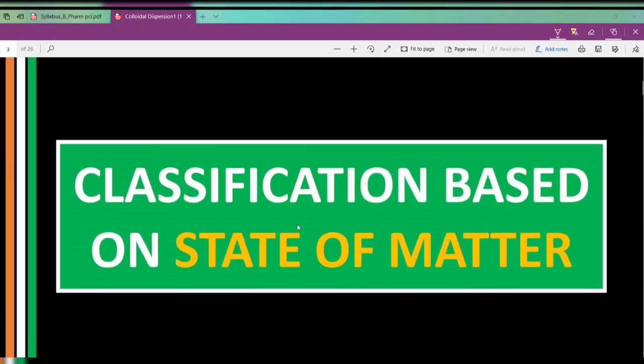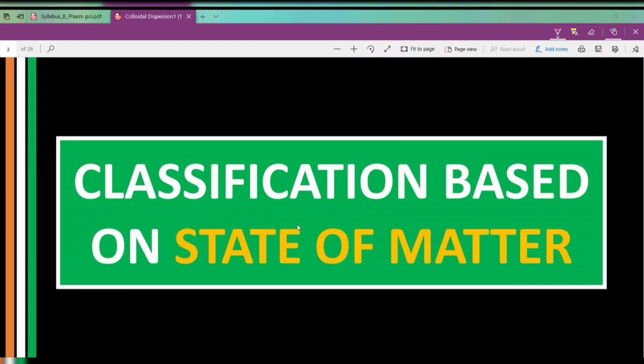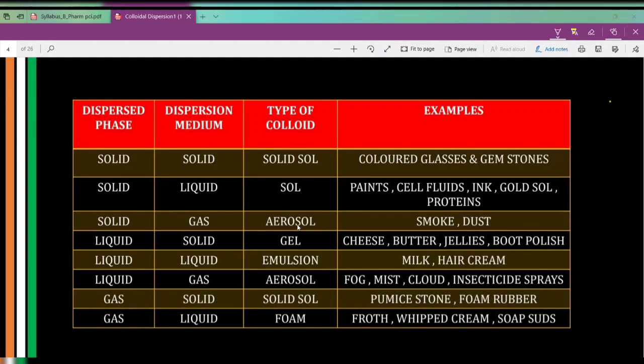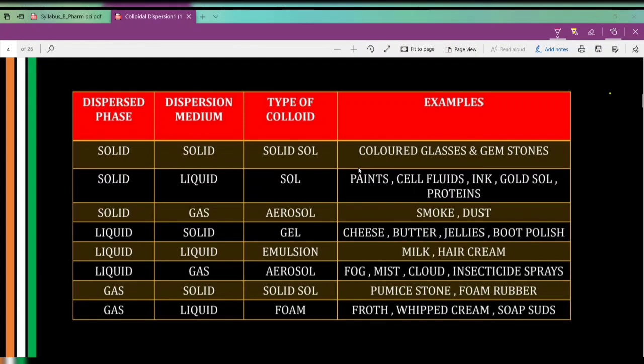Now the classification of colloids based on the state of matter. How can we classify? Just see and observe the table. Here the dispersed phase is given, the dispersion medium is given, the types of colloid, and the respective examples. If the dispersed phase is solid and the medium is also solid, I can call it a solid-solid system. The example is colored glass and gemstones. Got my point? Many times people get confused, thinking the medium must be a solution or liquid in nature. It's not like that. The first phase can be solid, and the medium can also be solid.